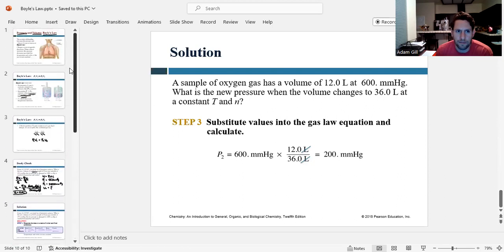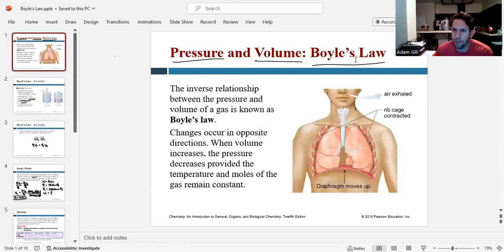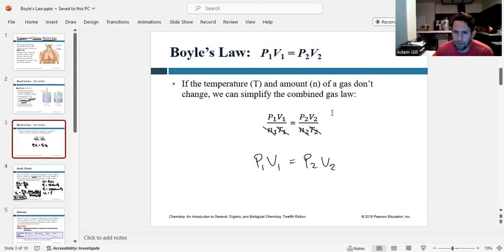So once again, to recap, Boyle's law compares pressure and volume. You can derive it from the combined gas law. If moles and temperature don't change, the expression simplifies to P1 V1 equals P2 V2.